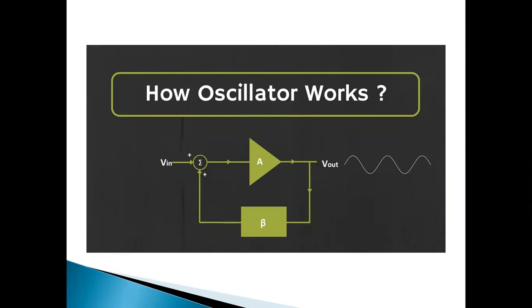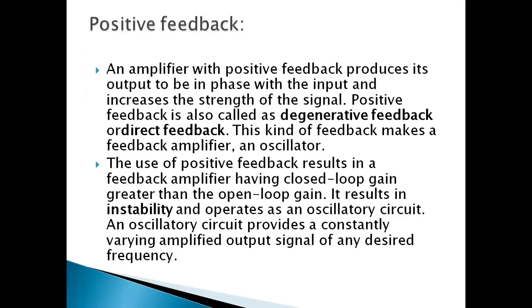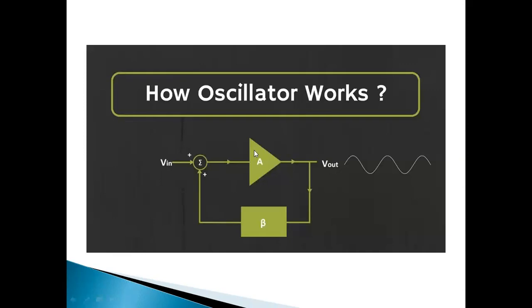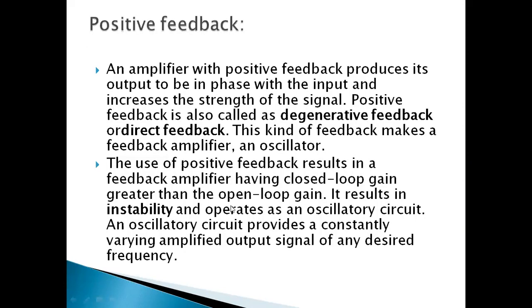If you compare the closed loop gain and open loop gain, the closed loop gain is more. That means if we apply positive feedback, we can get a higher voltage; the gain increases. So the closed loop gain is greater than the open loop gain if we are using positive feedback, and it also results in instability, which means the circuit is not stable, whenever we are using positive feedback.